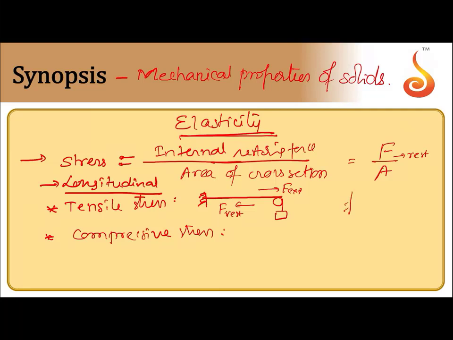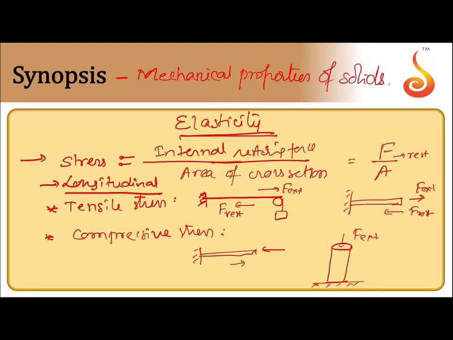Likewise, if I consider a rod which is fixed to the wall, and I apply a force along this direction, the restoring force tries to pull it back. In the case of compressive stress, suppose there is a rod and I try to push it, or let us take a cylinder kept on a surface and I apply an external force. In both cases, there is a force tending to compress, and the restoring force is in the opposite direction. This is what is called compressive stress.